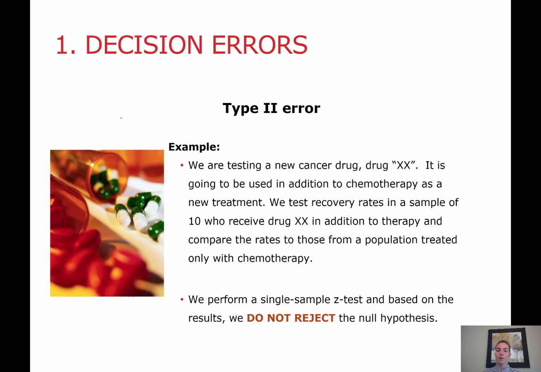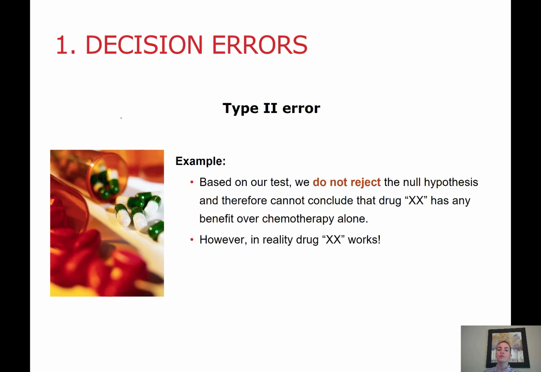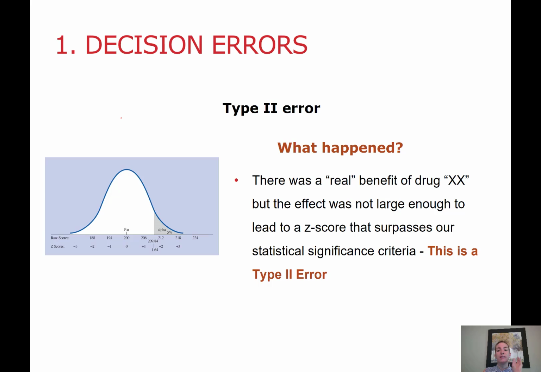So walking through a similar example, let's just say we're testing this new cancer drug again, and this time we're starting fresh, right? This time I do my single sample z-test, and based on my findings, I say, ooh, the drug isn't working. It doesn't look like it's providing any benefit above and beyond chemotherapy based on my statistical test. I was not able to reject the null hypothesis. So based on our test, we failed to reject the null, and therefore we cannot conclude that the drug has any benefit over and above chemotherapy. However, in this example, in the real world, it really works. The drug is working, and in my study, I failed to detect that it was working. This is called a type 2 error.